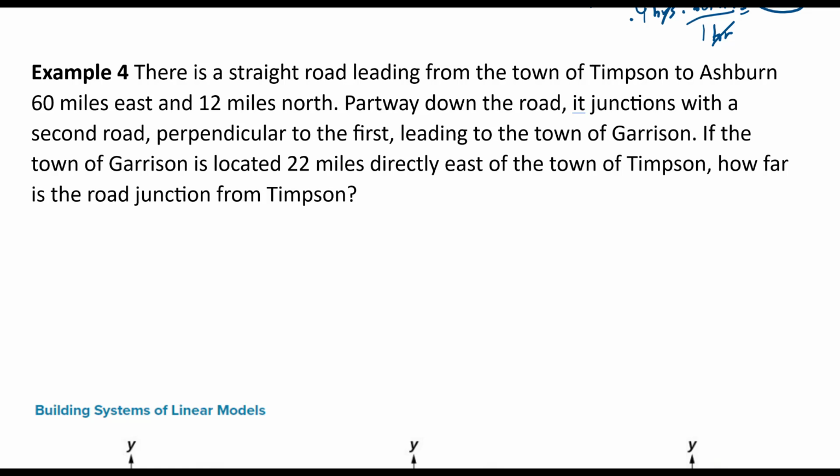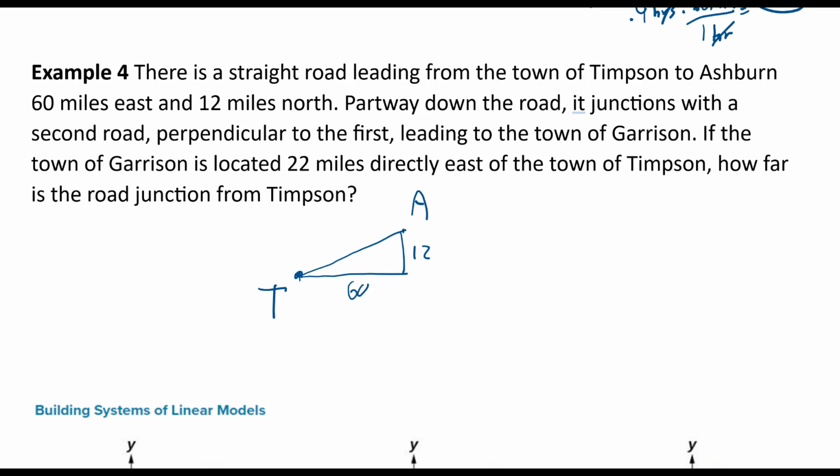Example 4: there is a straight road leading from the town of Timpson to Ashburn, 60 miles east and 12 miles north. From Timpson, so I'll call that T, to Ashburn, so call this A. It's a straight line, and they say it's going to be 60 miles east and 12 miles north.